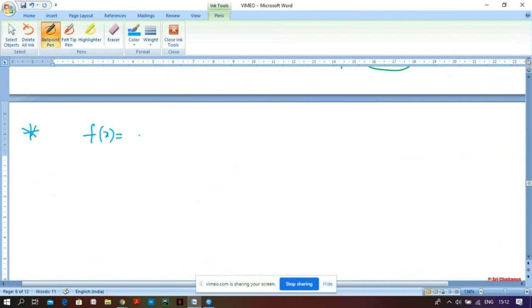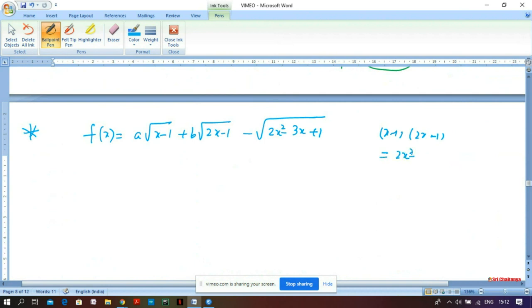So f of x is a times the square root of x minus 1, plus b times the square root of 2x minus 1, minus the square root of 2x squared minus 3x plus 1. The reader would note that the product of x minus 1 and 2x minus 1 equals 2x squared minus 3x plus 1. This is just one thing that comes to our notice. This is f of x, and a and b are real numbers, with a plus 2b equals 2. a, b both belong to R.